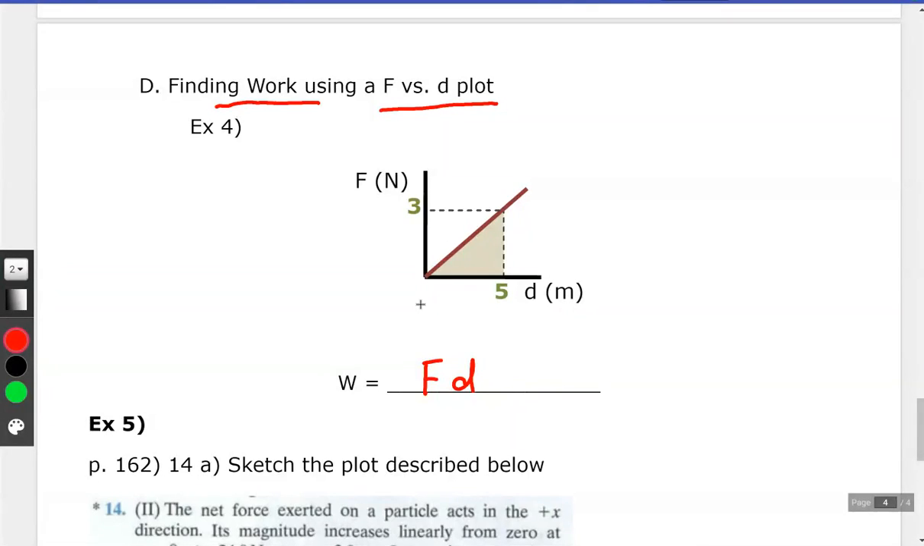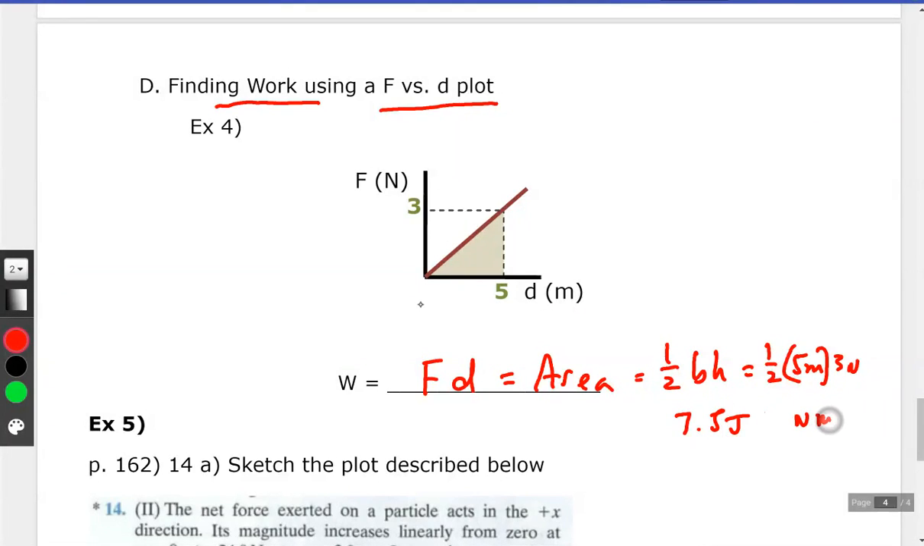Like we've been finding anytime you're trying to find the multiplication of a y and x axis, you simply find the area. So if you've got a plot and you want F versus D, you want to find the work, use the area, which is, in this case, 1/2 base times height. We have a triangle. Base is 5 meters. Height is 3 newtons. Half of 15 is 7.5 joules or newton meters.